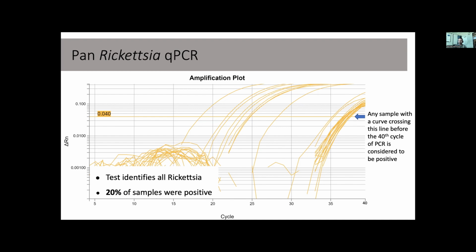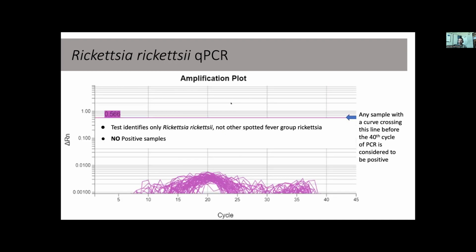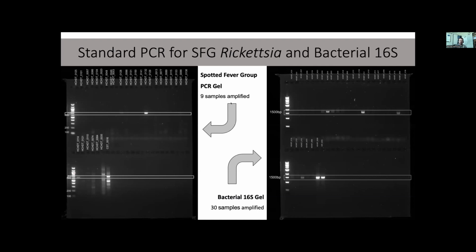So then we took the samples and passed those through a Rickettsia rickettsii qPCR, looking for the agent of Rocky Mountain spotted fever. And we found no Rickettsia rickettsii within these samples. But we were still curious what's the Rickettsia that we detected within that pan-Rickettsia qPCR. And so we took two different approaches.